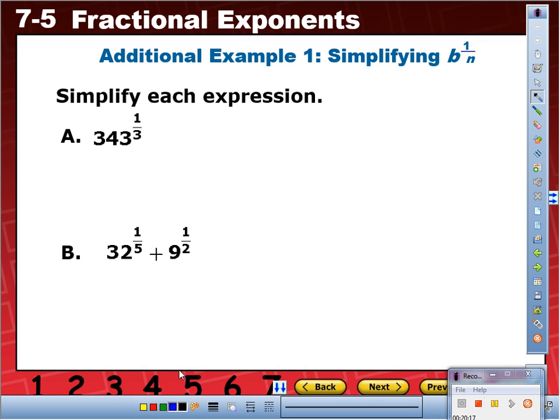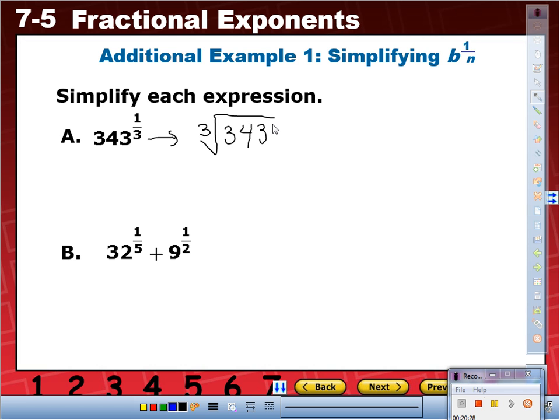Let's rewrite. Our first step is to rewrite as a radical. So, I'm going this way. This becomes what? Cube root of 343. Are we there? And once again, keep in mind your first 5 primes: 2, 3, 5, 7, 11. Remember those? Don't forget those because you're going to need them. So, we need to find prime factors.